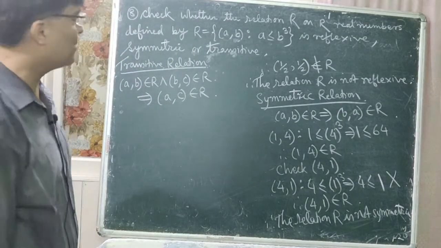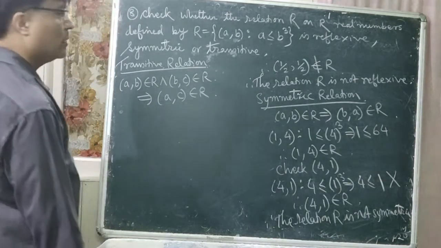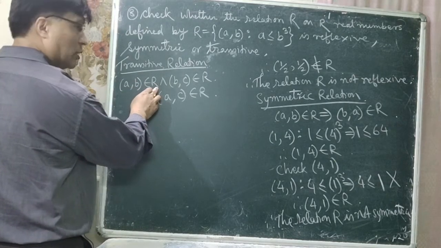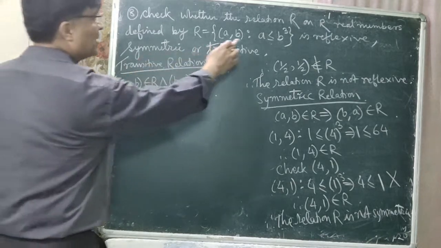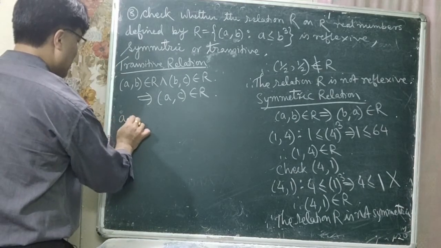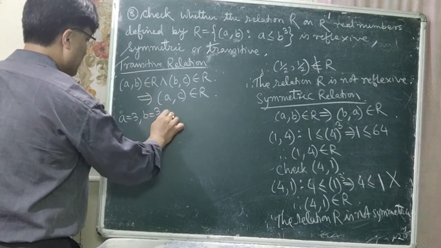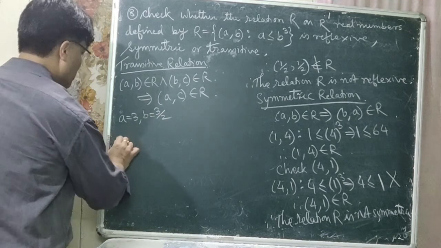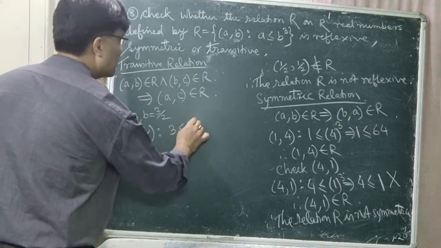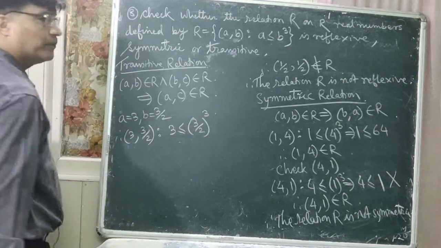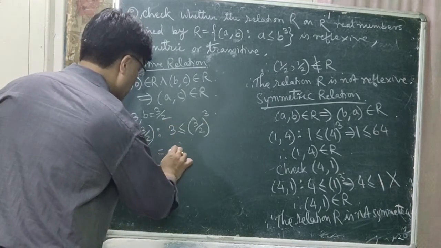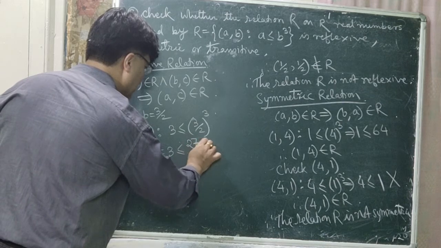Now A comma B belongs to the relation R. You have to take the values of A and B in such a way that A less than or equal to B cube should be there. So let us take A is equal to 3, B is equal to 3 by 2. So 3 comma 3 by 2, such that 3 less than or equal to 3 by 2 whole cube. It should be true, which is 3 less than or equal to 3 cube is 27 divided by 2 cube is 8.